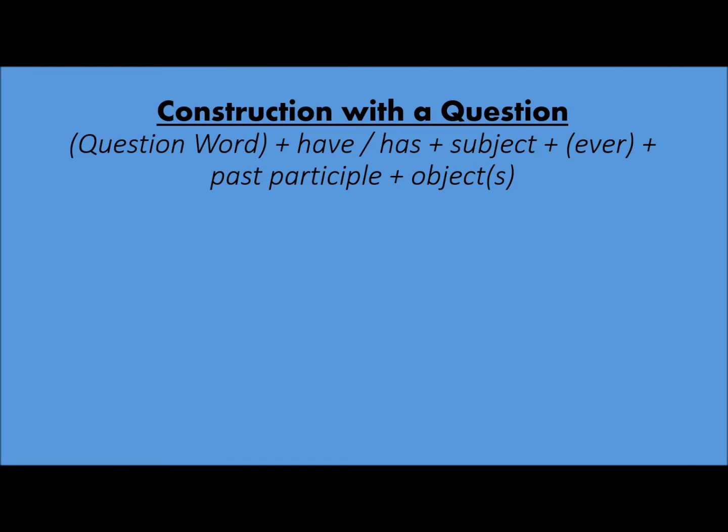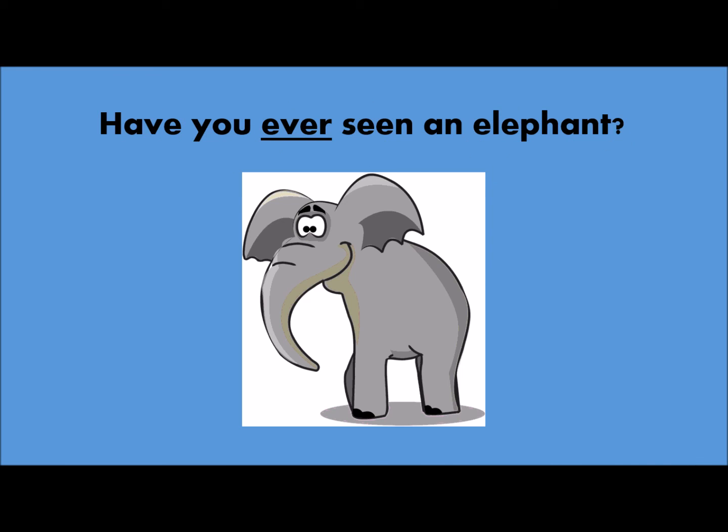How do we ask a question? Start with the question word, use your helping verb have or has, plus your subject, plus ever, plus your participle and object. Let's look at an example. Have you ever been to France? Here's an example. Have you ever seen an elephant? Answer, no, I haven't. I've never seen an elephant. The verb tense is the present perfect.